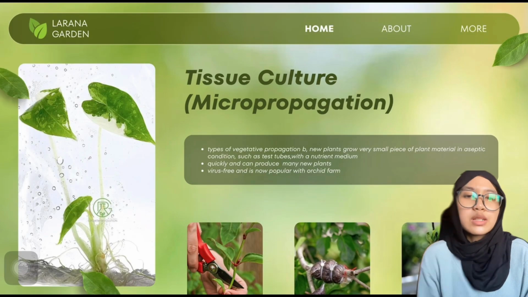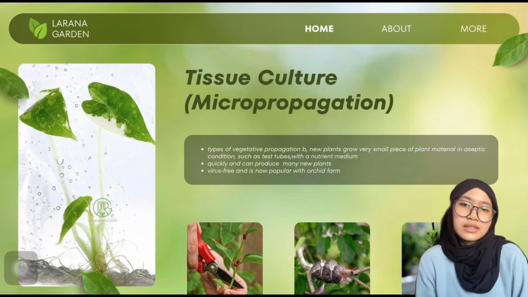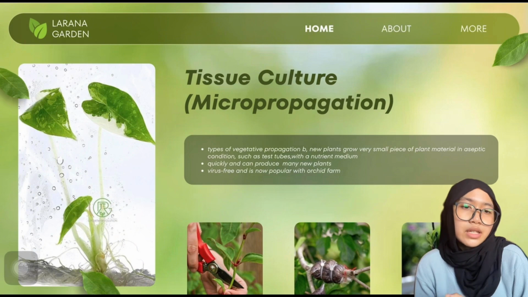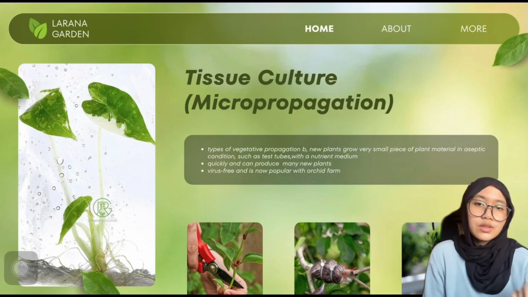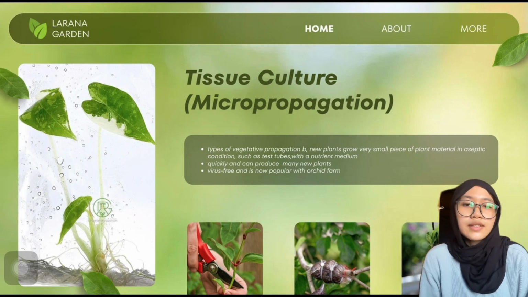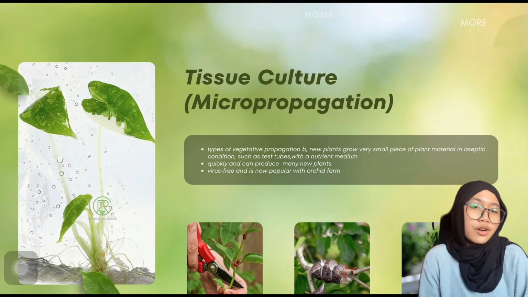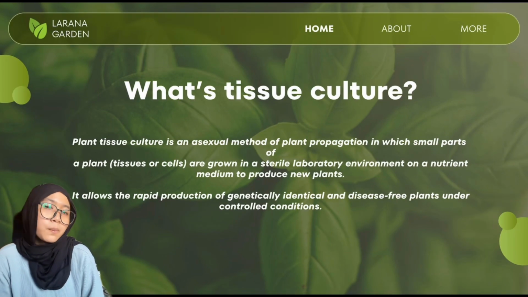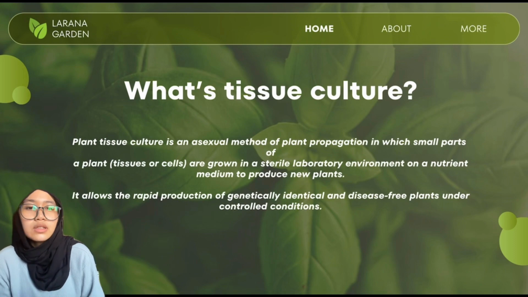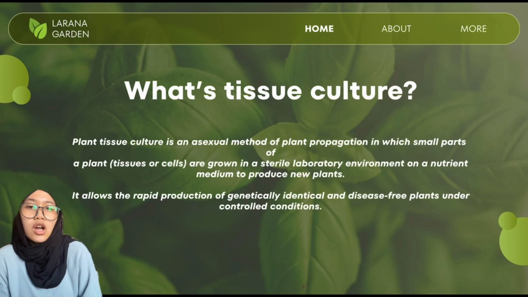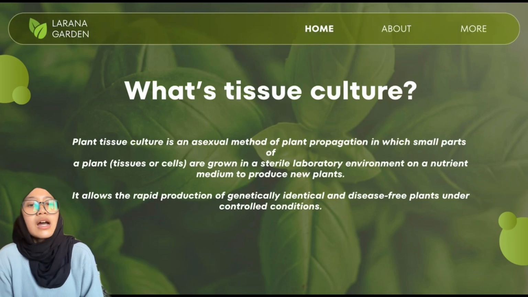So we move on to tissue culture, which is micropropagation. It's a type of vegetative propagation. New plants grow from very small pieces of plant material in aseptic conditions, such as test tubes with a nutrient medium. Then it grows quickly and can produce many new plants. It's virus-free and is now popular with orchid farms. What is actually tissue culture? Plant tissue culture is an asexual method of plant propagation in which small parts of a plant, tissues or cells, are grown in a sterile laboratory environment on a nutrition medium to produce new plants. It allows the rapid production of genetically identical and disease-free plants under controlled conditions.